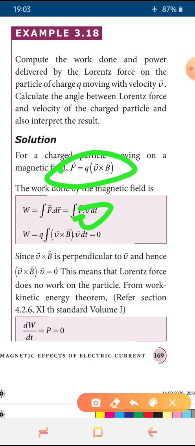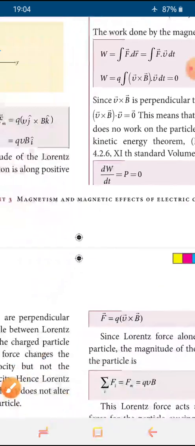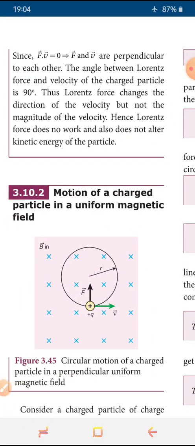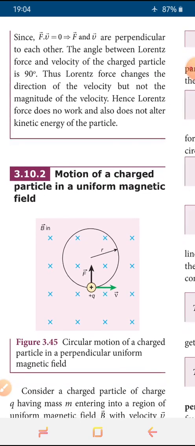For that we use the work kinetic energy theorem. dW by dt is equal to P, which is equal to 0. This is from the 4th unit of 11th standard volume 1. dW by dt is called power. That power is 0, because F vector dot v vector is 0, so F vector and v vector are perpendicular to each other. When they are perpendicular, the angle between the Lorentz force and the velocity of the charged particle is 90 degrees.